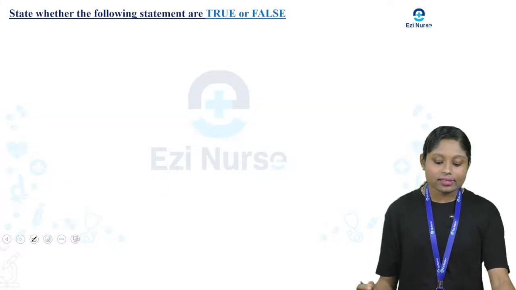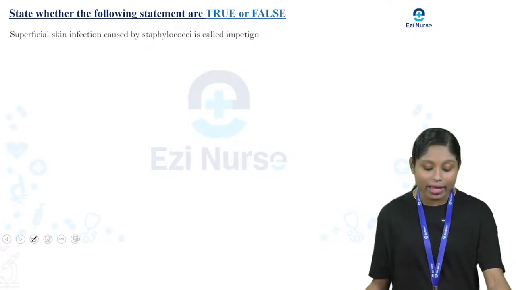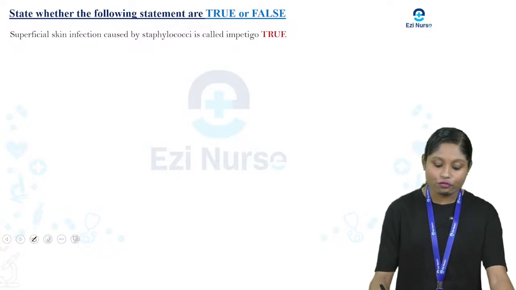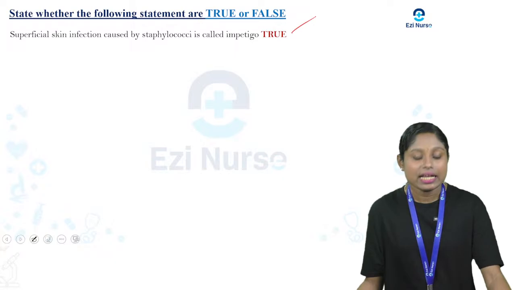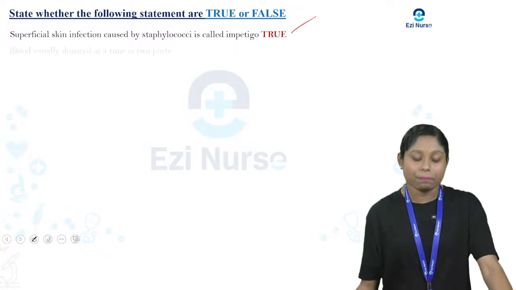Now let's discuss some true or false questions. Superficial skin infection caused by staphylococcus is also called impetigo. Is it true or false? It is true. So the superficial skin infection caused by staphylococcus is known as impetigo.